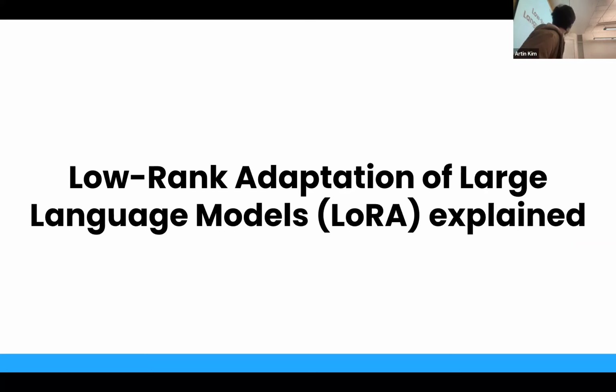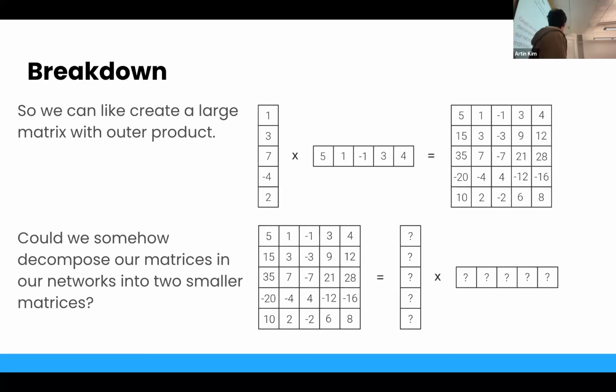So LoRA stands for low rank adaptation of large language models. The idea is we have this matrix. Okay, I'll go with this first. We can get this vector and this vector or matrix, and we can do what's called the outer product and create this matrix here.